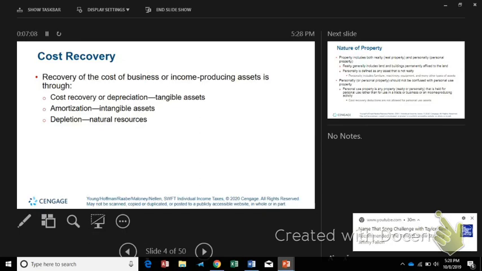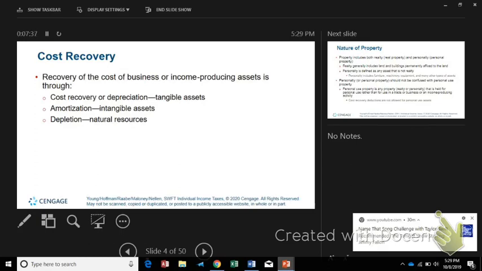So cost recovery is done in the business for income-producing property. So you have cost recovery or depreciation on intangible assets, depreciable tangible assets, and natural resources. Natural resources are the only thing that we deplete. That's why I said we're not really going to talk much about them in here. And the only businesses that are going to deal with that are businesses that deal with resources that deplete. All right, so natural resources.